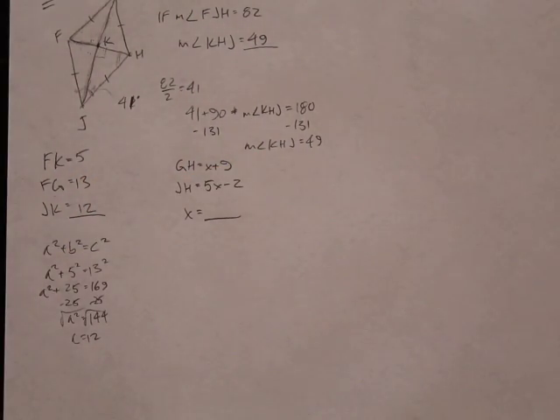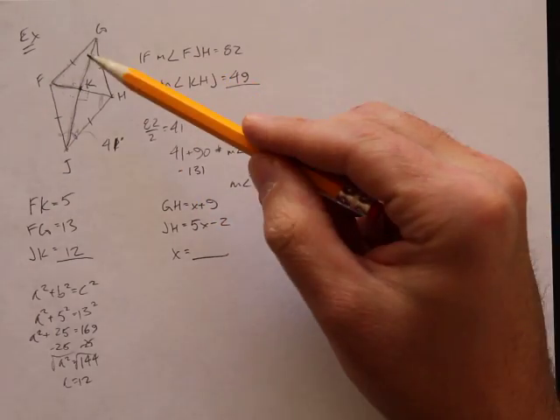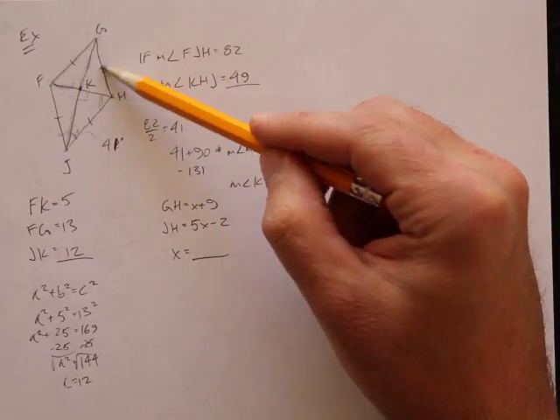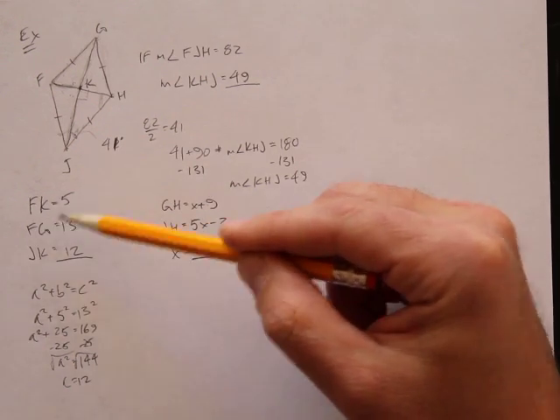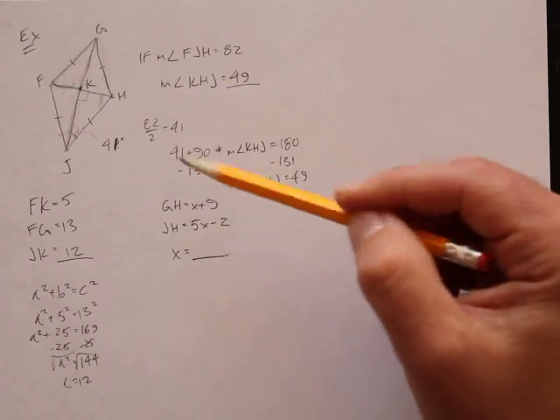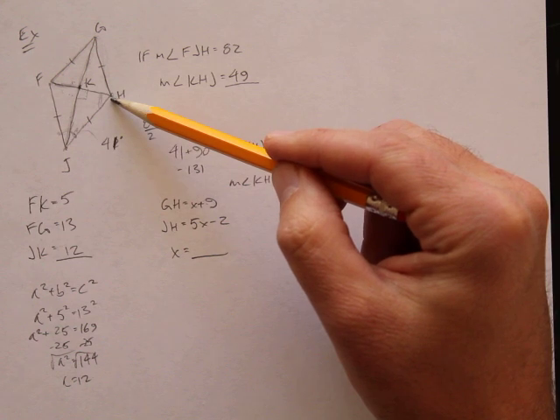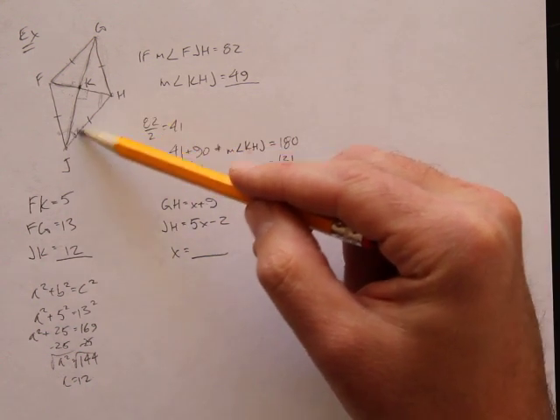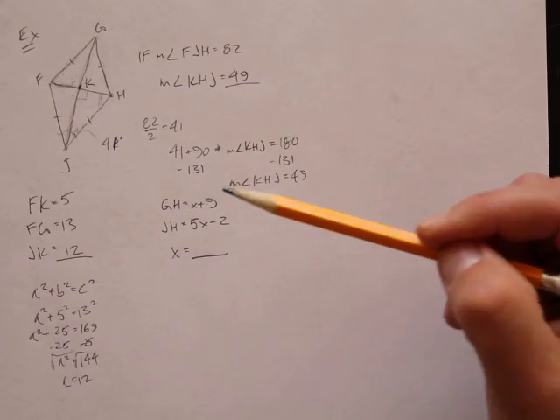So 12 is the answer for that one. Now let's have you do this one on your own. So I know what GH is, 6 plus 9. Ignore all of these other numbers here for this. This is just a whole new thing, right? So GH is x plus 9. JH is 5x minus 2. Find out what x equals.